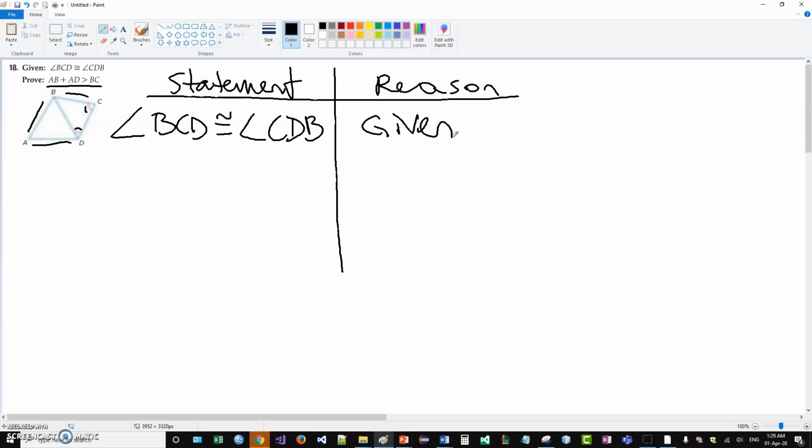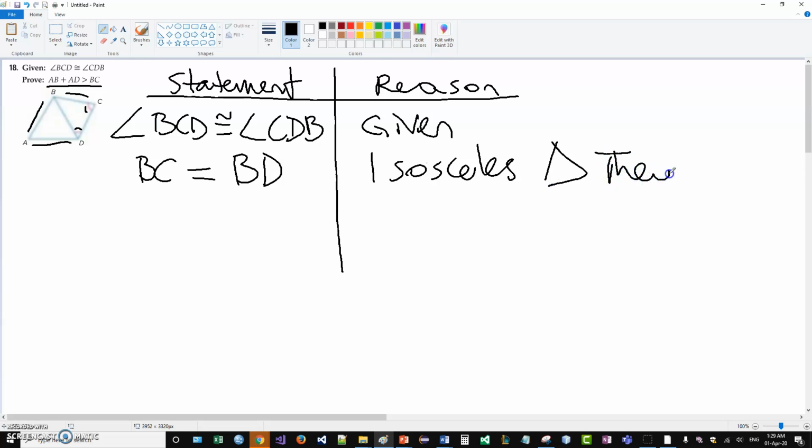We know that if two angles in a triangle are equal, then the triangle is an isosceles triangle, which means that BC equals BD. Why? Isosceles Triangle Theorem.